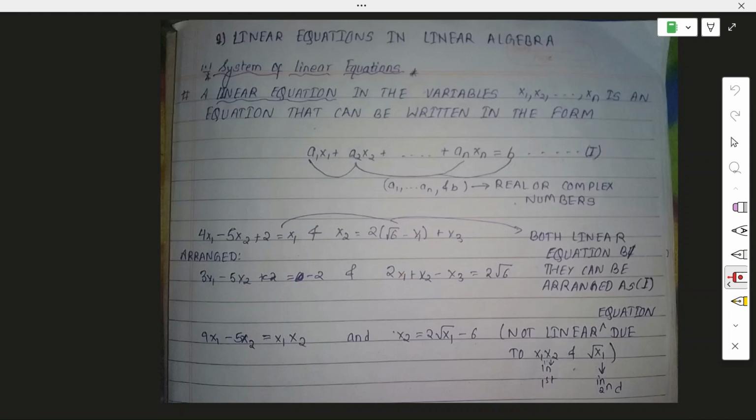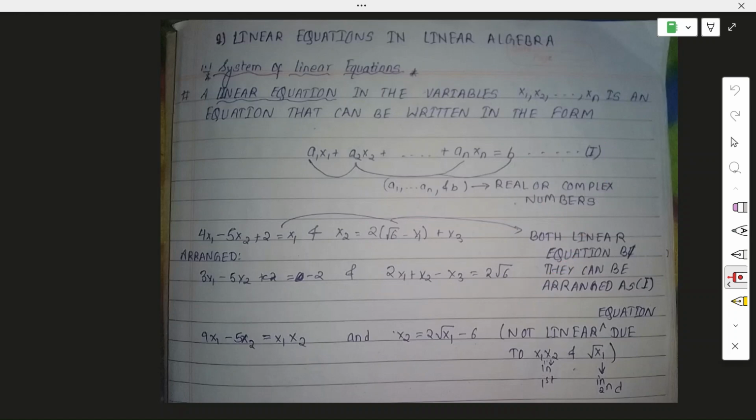It correlates with the first equation, so it is a linear equation. Now the second: x2 is in brackets, let's open it: 2 root 6 minus 2x1. If minus 2x1 goes to the other side, we gain 2x1 plus x2, and the plus x3 term goes over as minus x3, equals 2 root 6. Does it correlate with the definition of a linear equation? Yes, a1 equals 2 with x1, a2 equals 1 with x2, minus 1 means a3 with x3, and b is also a real number, 2 root 6. So this is also a linear equation.